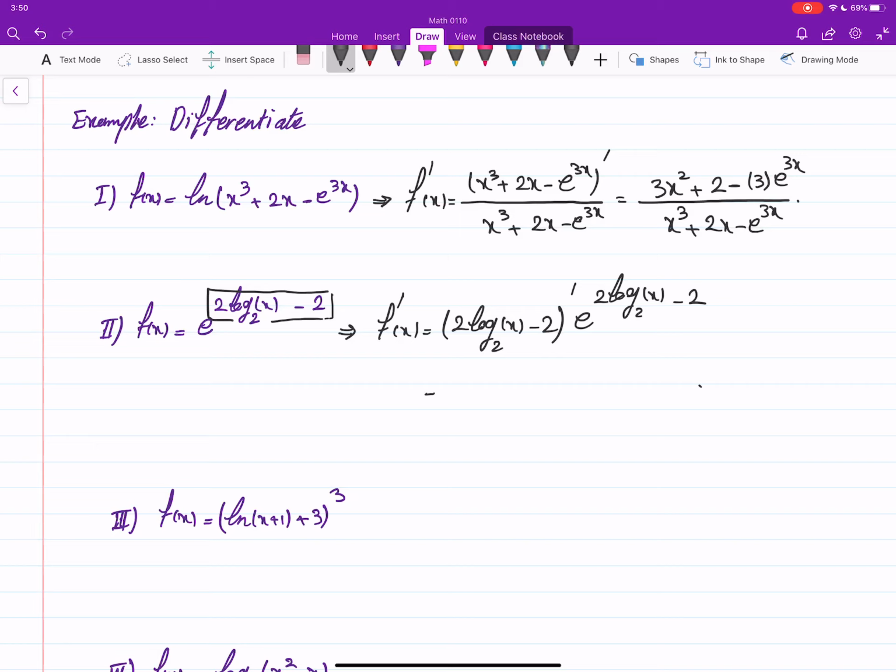Okay, so now we have the derivative of 2 log x base 2. So the constant multiple rule, 2, I can put it outside. Derivative of log x is 1 over x ln b. Ln b here is ln 2. And then minus 0 for e to the power 2 log of x base 2 minus 2. And that gives us what we have, 2 over ln 2 x, e to the power 2 log x minus 2.